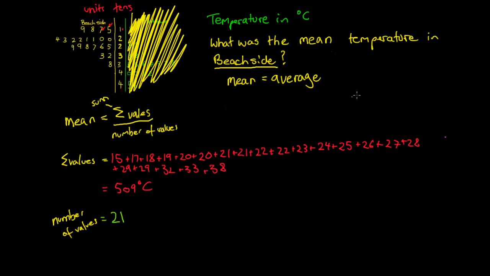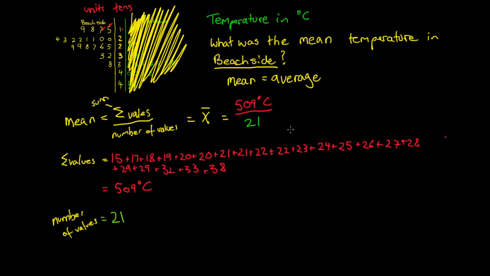So the way we calculate this mean, and remember that sometimes we'll denote the mean as this x bar, is we just divide our sum of values by our number of values. So our x bar would be equal to the sum of our values, which was 509 degrees Celsius, and we would just divide that by our number of values, which was 21.